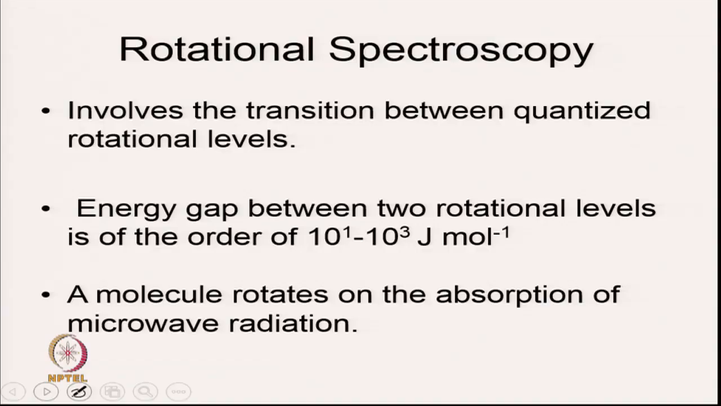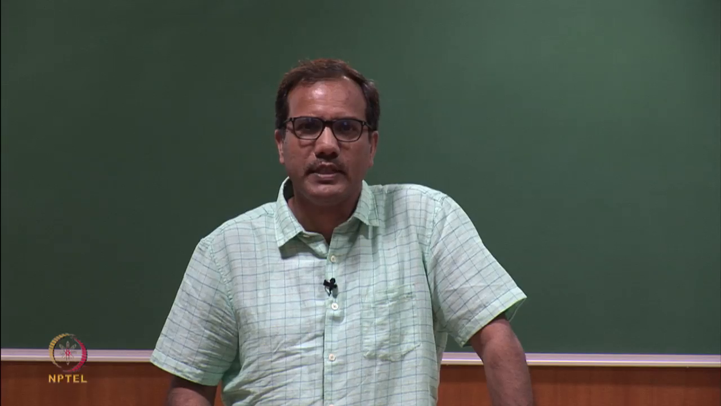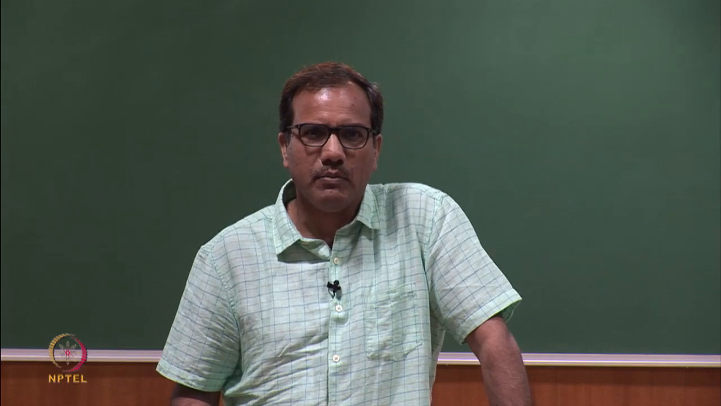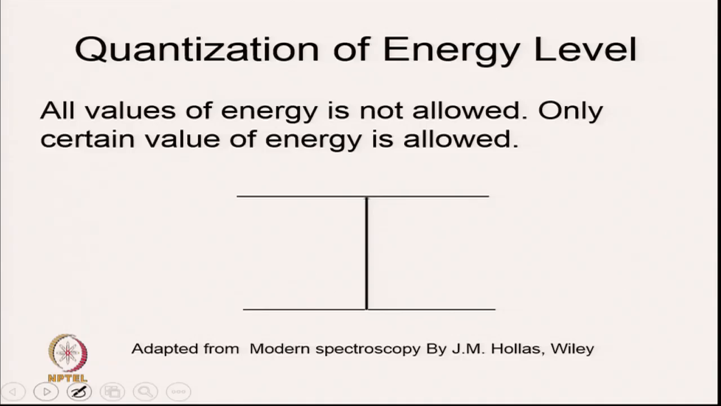Rotational spectroscopy, as the name suggests, involves the transition between quantized rotational levels. Generally, the gap between two rotational levels is of the order of 10 to 1000 joule per mole. When a molecule absorbs microwave radiation, it undergoes rotation. So, rotational energy levels are quantized. It means that not all values of energy are allowed, only certain values of energy are allowed.